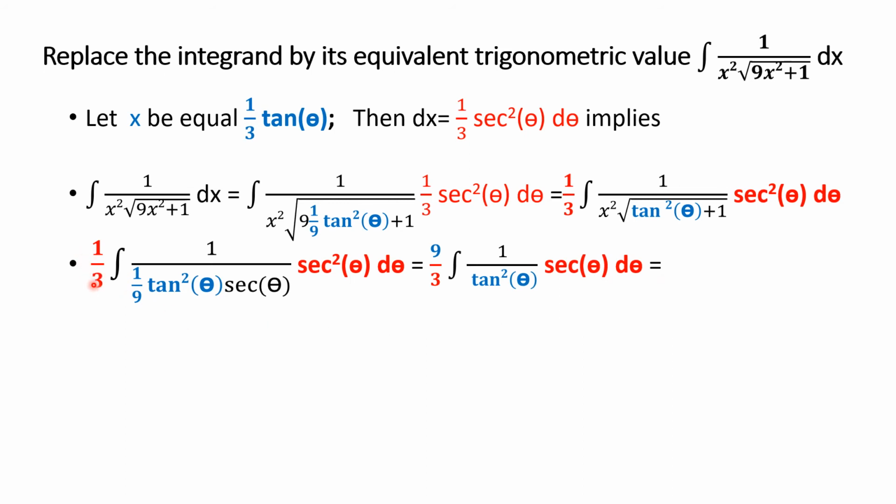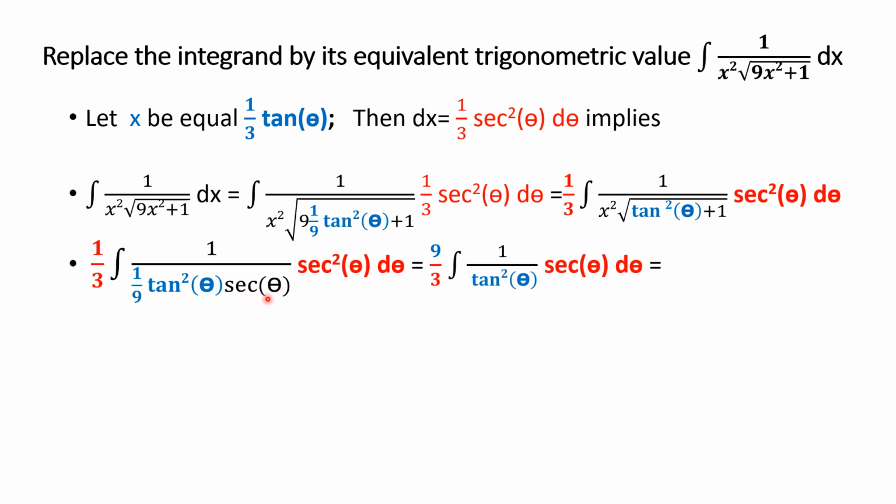So we have 1 over 3. Now we're going to have to replace x square by its value. We know that the value of x square is 1 over 9 tan square of theta. So it's right there in blue in the denominator. Instead of x square, we replace it by 1 over 9 tan square of theta. But we know that 1 over 9 takes 9 to the numerator. So the 9 could go up here. That will be 9 over 3. And then we have tan square theta multiplied by sec theta.